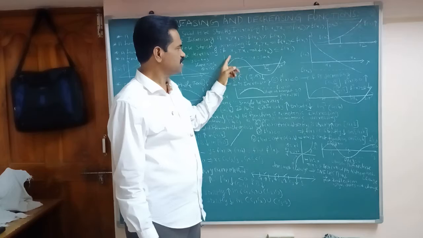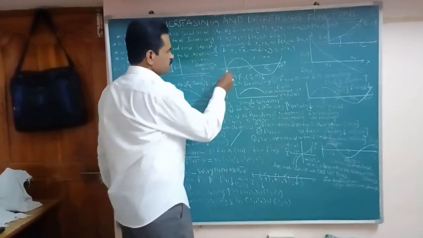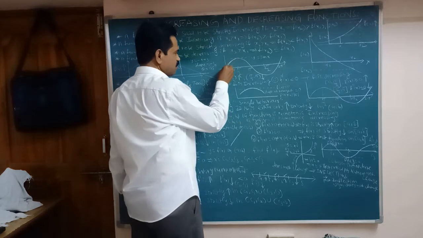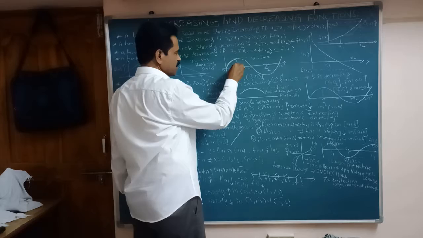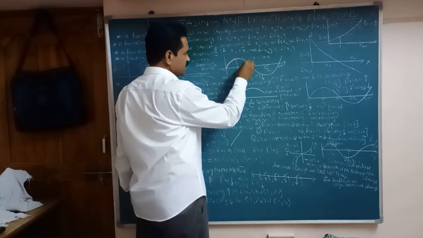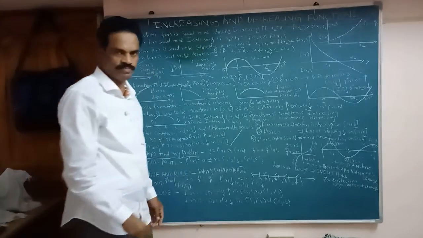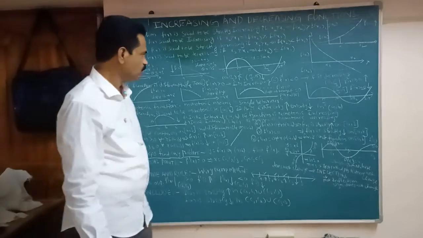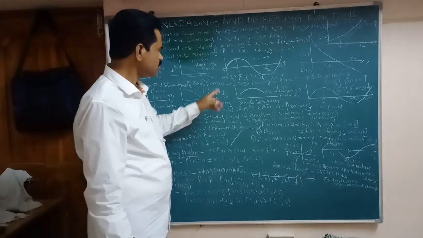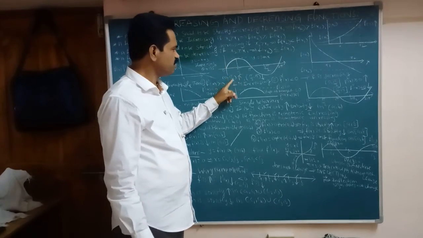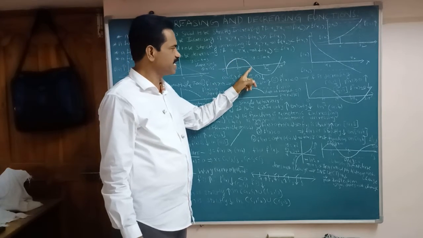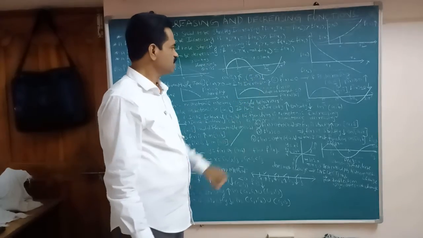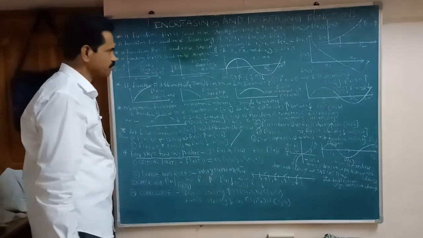Then there is no change, which means f dash x equals 0. Observe here, from 0 to pi by 2 the curve is increasing, and from pi by 2 to pi the function is decreasing. The curve is going down.